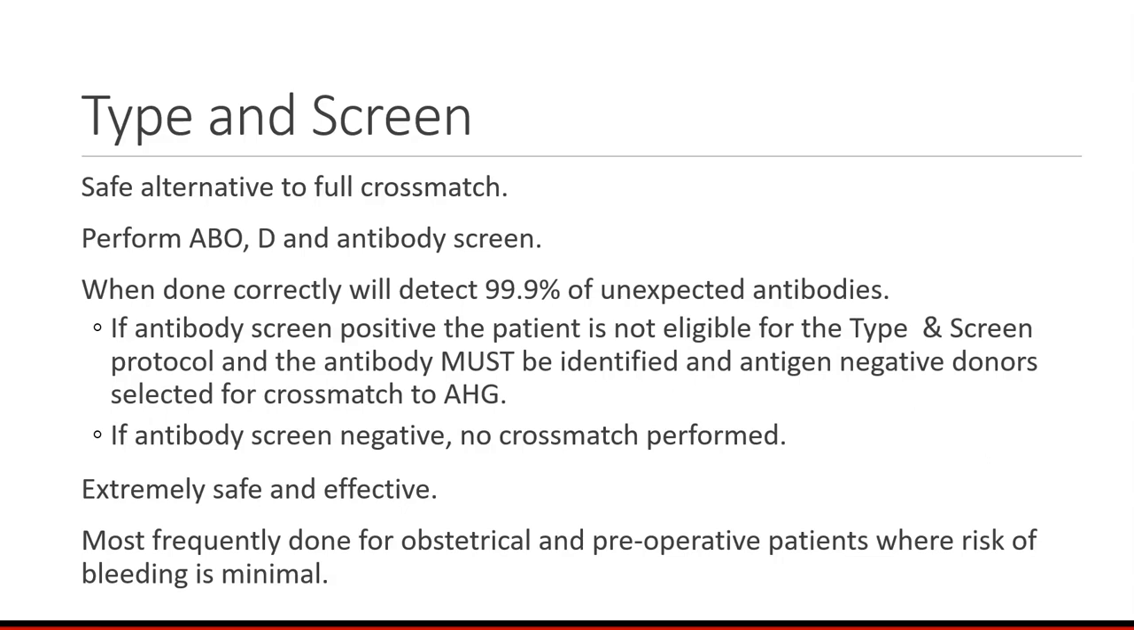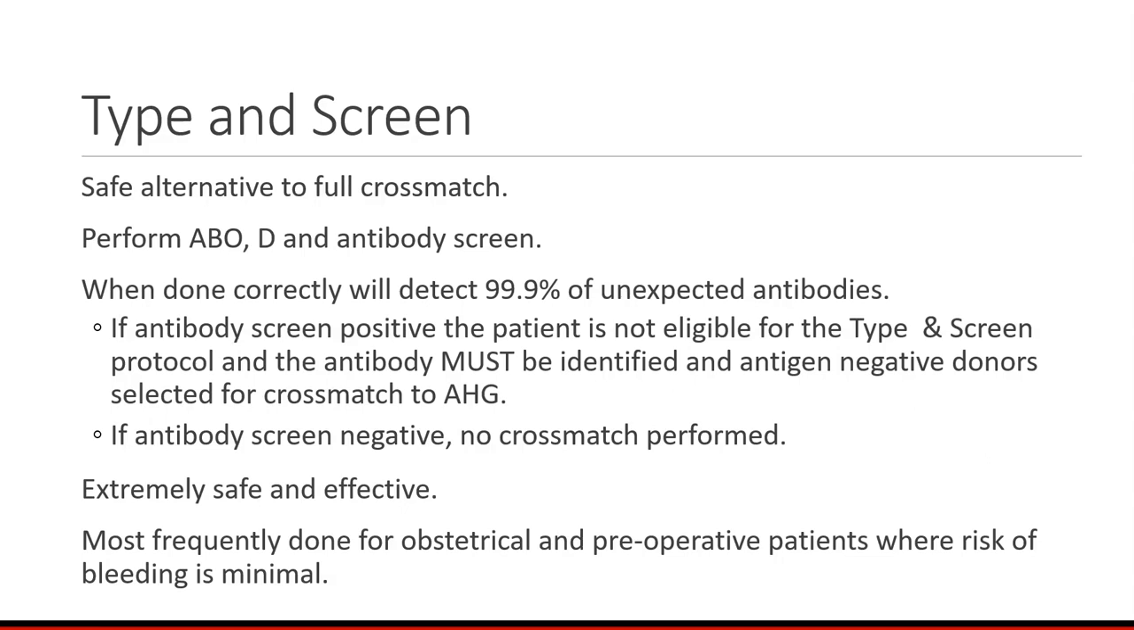If the antibody screen is positive, the patient is not eligible for the type and screen protocol, and the antibody must be identified, and antigen-negative donors must be selected for the cross-match, and it must be cross-matched to Coombs. If the antibody screen is negative, no cross-match is performed.